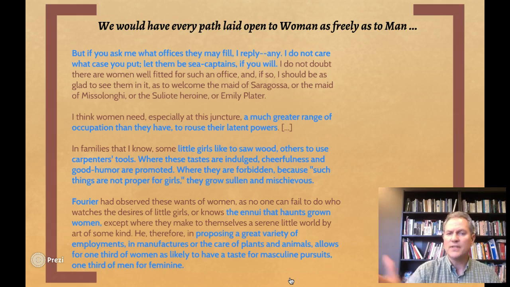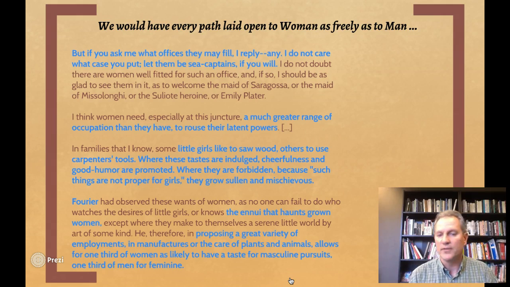And then she says, look at society. And she says women need a much greater range of occupation than they have. Why? To rouse their latent powers. Again, remember that sturdy young lad from New Hampshire and Vermont that Emerson talked about? How does he develop his self? Well, because he tries all these different things, right? And Fuller says women need a range of occupation for the same reason.